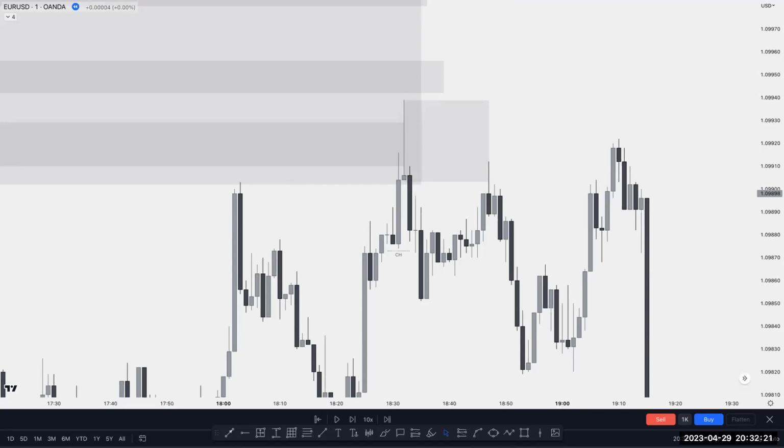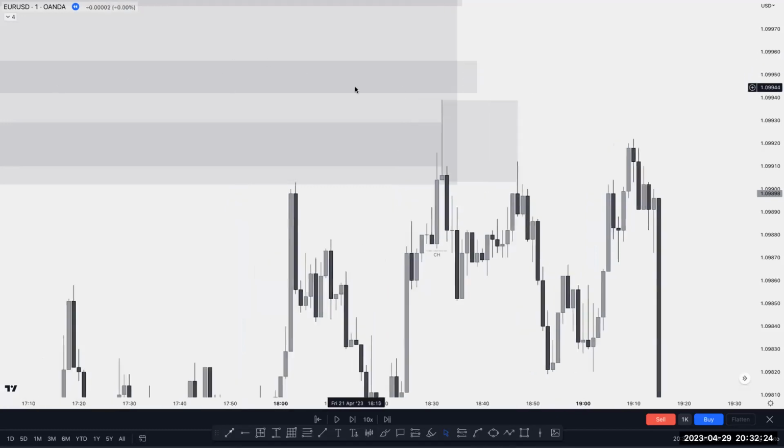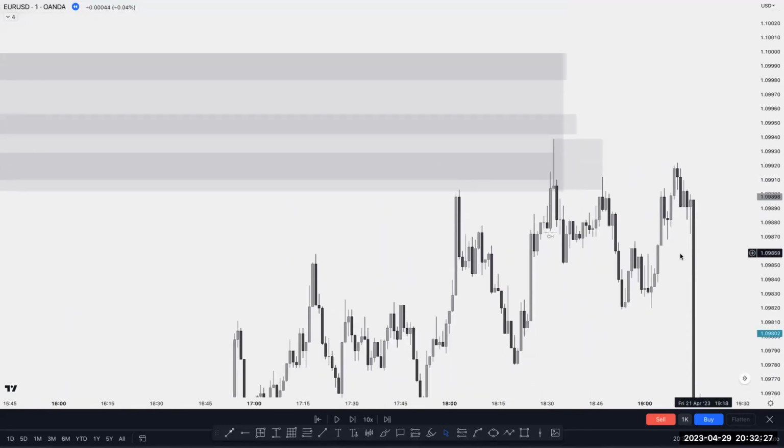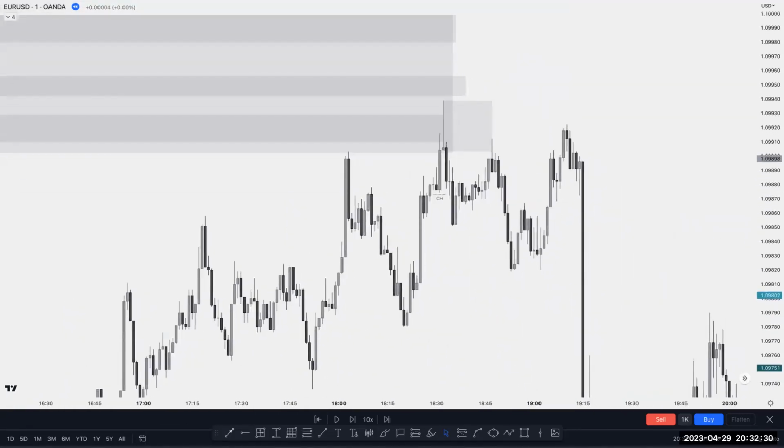I think chat is disabled. Let me check this one. I'm going to enable this one. So is this entry valid or not, everyone? Not valid. Yes, valid. 100% valid. Not valid. Yes, single candle. Not valid.